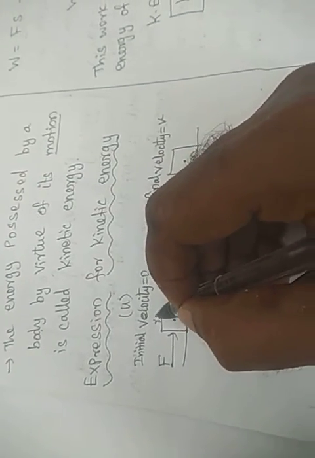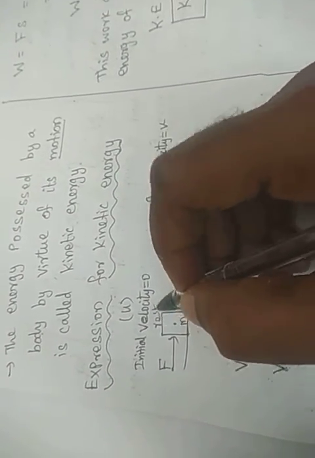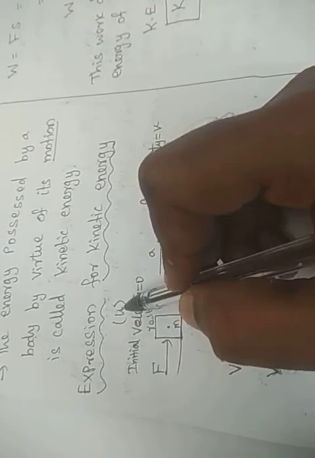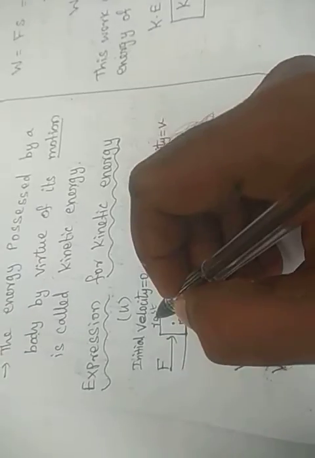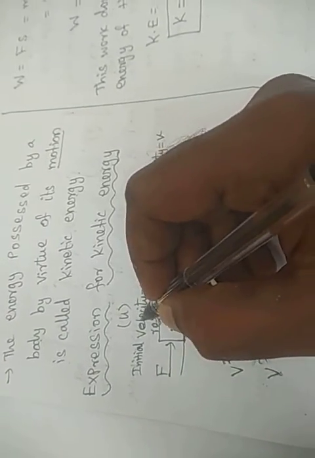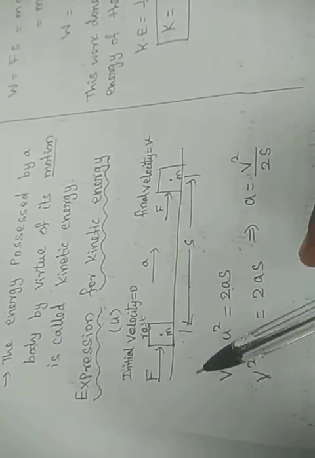Let us take a body of mass m. When the applied force F is applied on it, the body is initially at rest. So the velocity is called the initial velocity u. Here u is equal to 0. So when the body is initially at rest, we can say that the initial velocity of the body u is equal to 0.